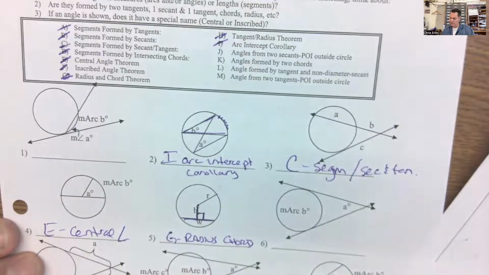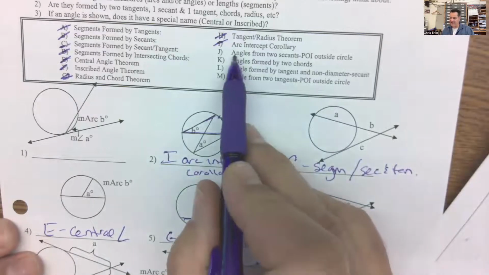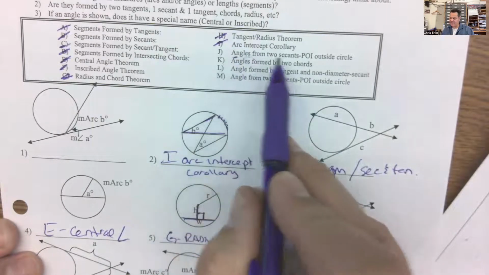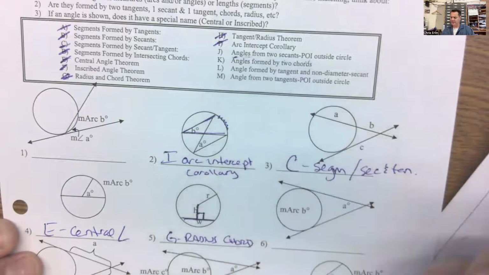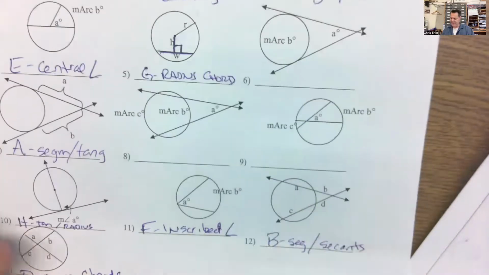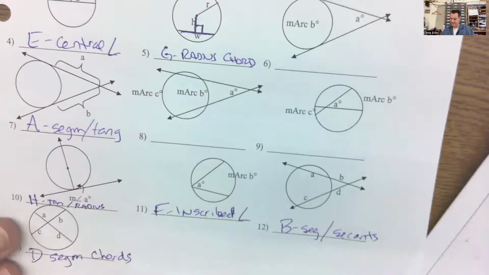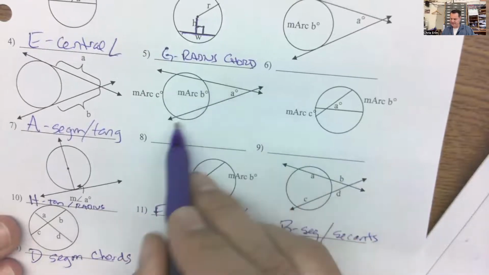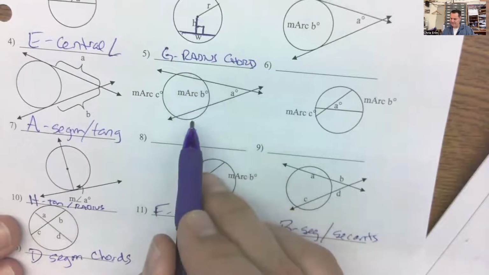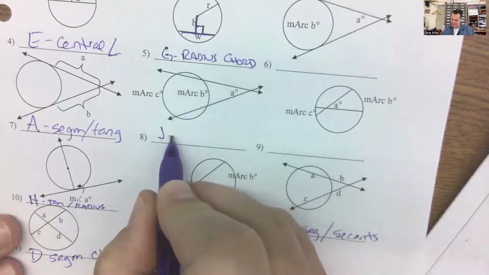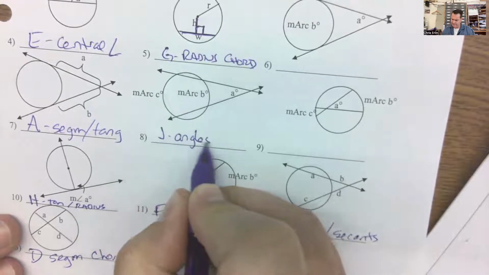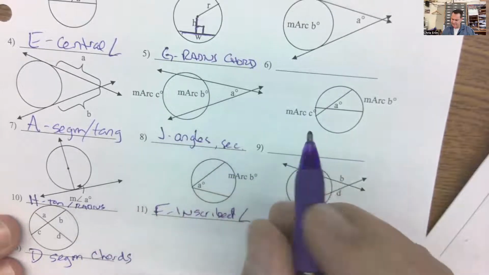J, angles from two secants. So now we're talking about angles and arc measures from two secants with a POI outside. What does POI mean? Point of intersection. So we're looking for two secants meeting, and we're talking about angles and arcs. 8, right? Here's two secants. They're slicing a little piece of the circle off, and we've got angles and arcs. So this is J, angles, secants.